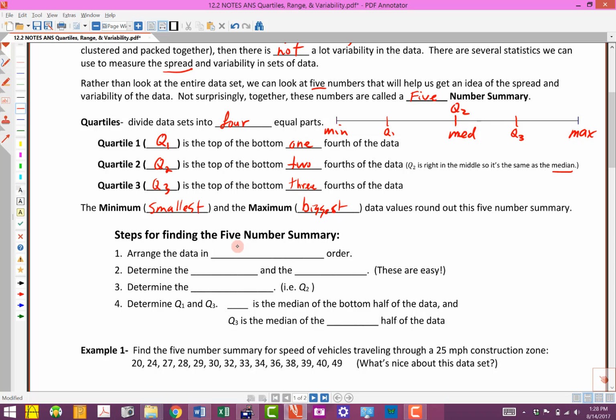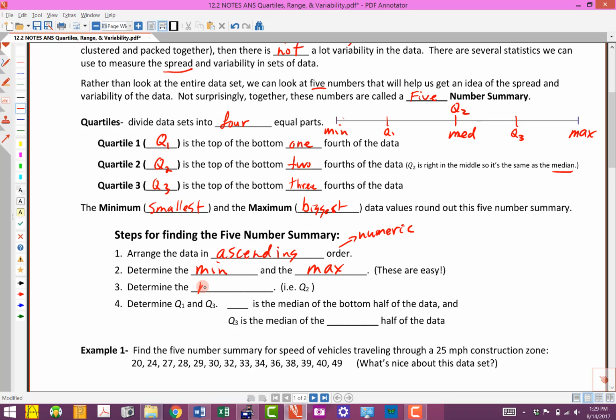So here are the steps for finding the 5-number summary. The first thing we're going to do is arrange the data in ascending order. Ascending means that we're going to do this from smallest to biggest. Another way that we could describe that is we could just say put it in numeric order. Next, determine the min and the max. Those are usually the easiest to do because this is the very smallest one and this is the very biggest one. They're the ones on the ends.